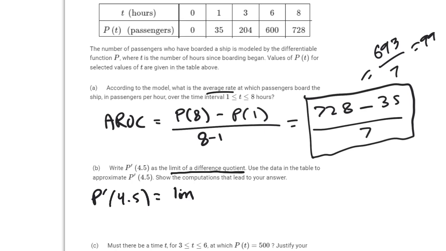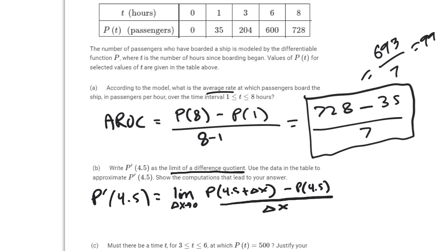So I would say let's do limit as delta x approaches 0 of p of 4.5 plus delta x minus p of 4.5, all over delta x. That's all you need for the first part of that problem. Then the second part says approximate it using the data in the table. Well, if I use the data in the table, I don't have 4.5, so I would need to surround it and get as close as I can. So 3 and 6 are equally on either side of 4.5, so those would be good values to use.